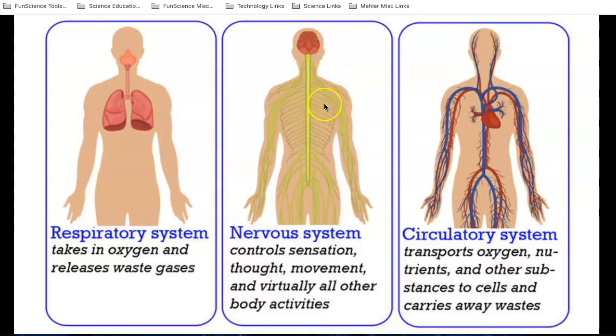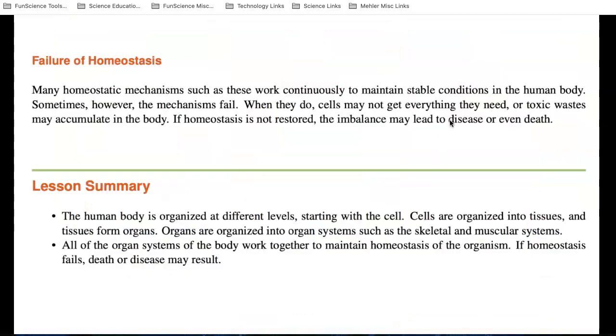The nervous system controls sensation, thought, movement, and virtually all body activities. Here's the brain up here, and this is the peripheral nervous system out here, the spinal cord right here. The circulatory system transports oxygen, nutrients, and other substances to cells and carries away the waste.